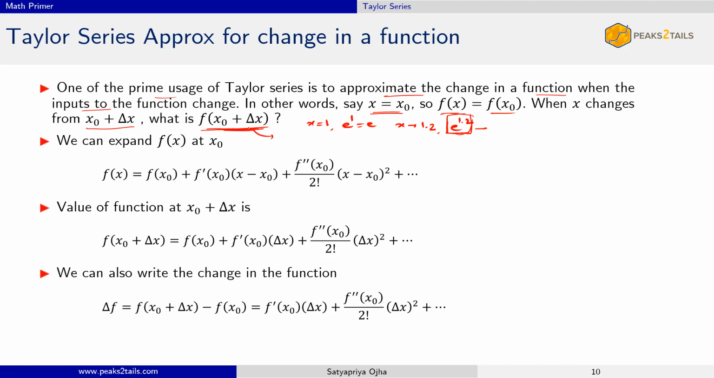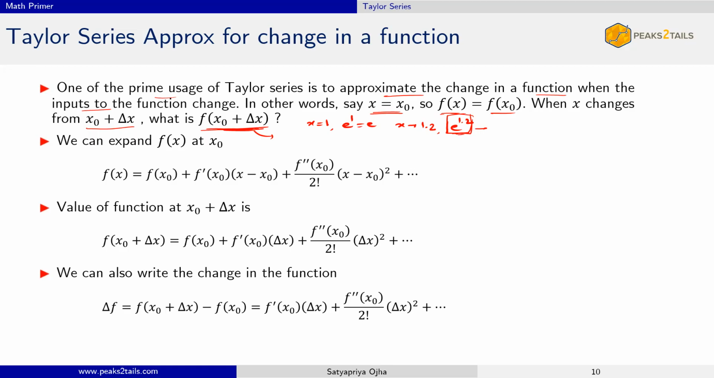That might be complex or complicated, computationally intensive. That's where Taylor series comes in handy, because now our function is a polynomial. Polynomials are not complicated. It's just a linear or quadratic term. That's it. And we use that to approximate the changes. Okay, so that's the story behind this.